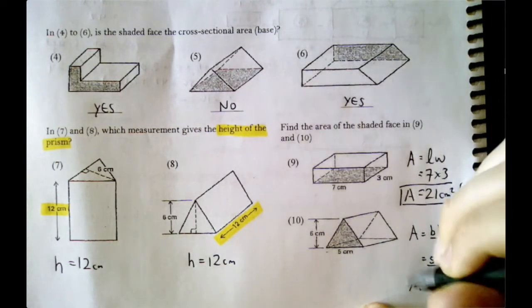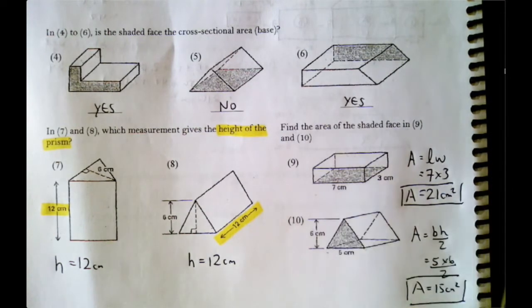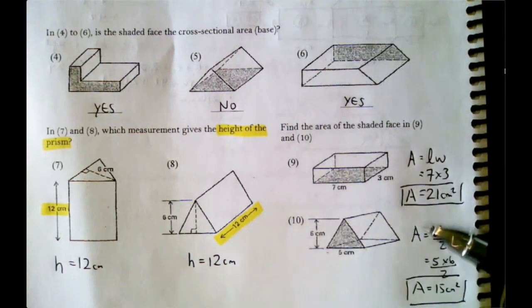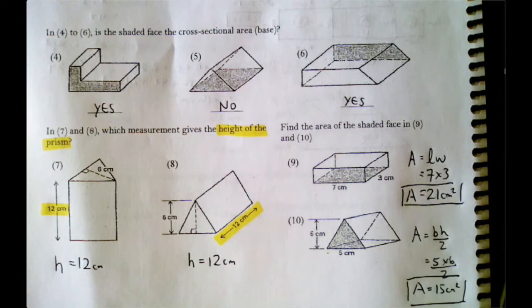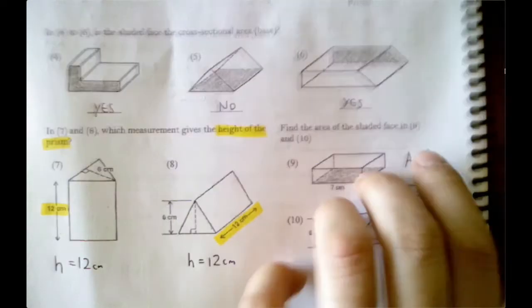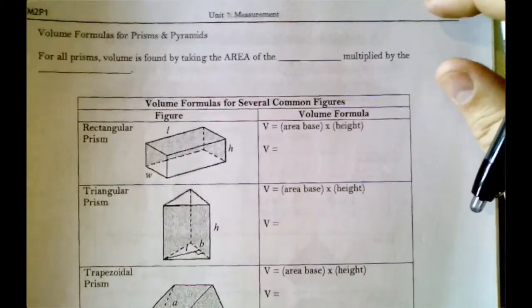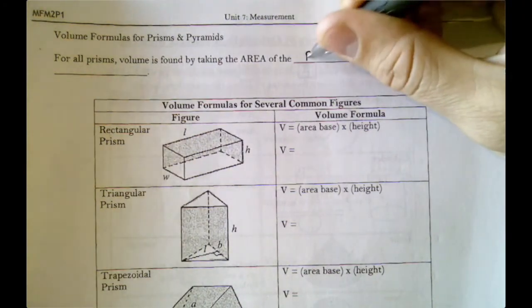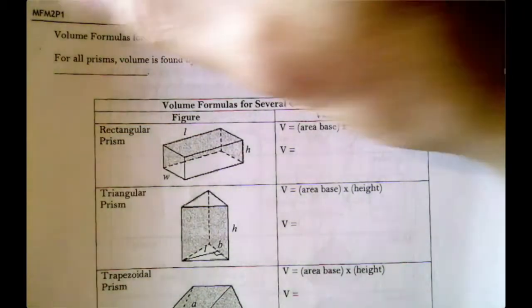So being able to find the base area, we're one step away from finding the volume of these two shapes. To do that, we just need to know the shape's heights. And we'd multiply these numbers by the heights to get the volume. All right, let's flip it over. For all prisms, volume is found by taking the area of the base and multiplying by the height.